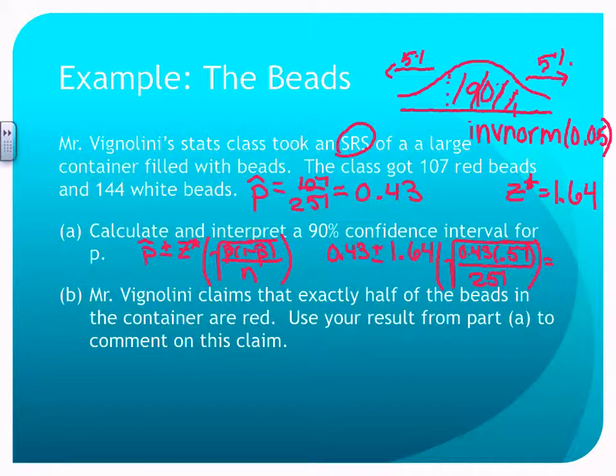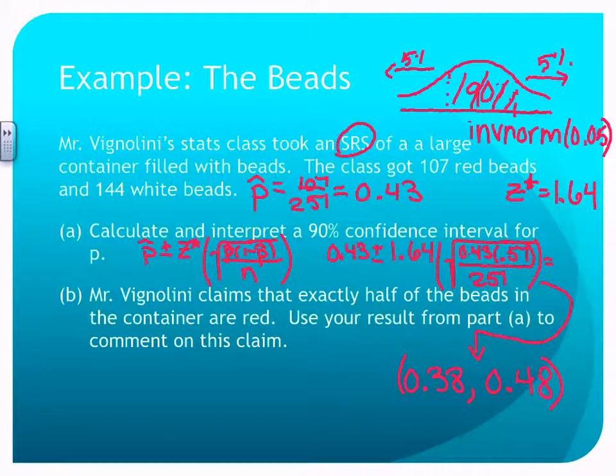So you will end up with a confidence interval. I'm going to write it down here. From 0.38 to 0.48. Okay? So what we can say is that we are 90% confident that the interval from 0.38 to 0.48 captures the true proportion of red beads in the large container.